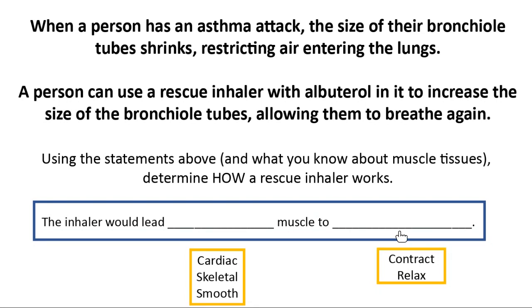So let's go up to the top with the information we have about asthma and see what we can figure out here. When a person is having an asthma attack, their bronchial tubes get smaller. They start constricting, their size goes down, and that allows less air to enter the lungs.